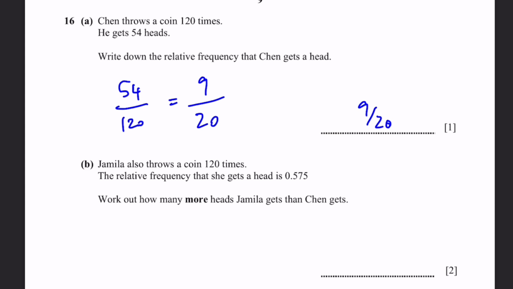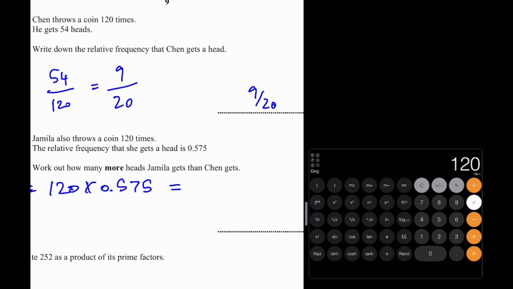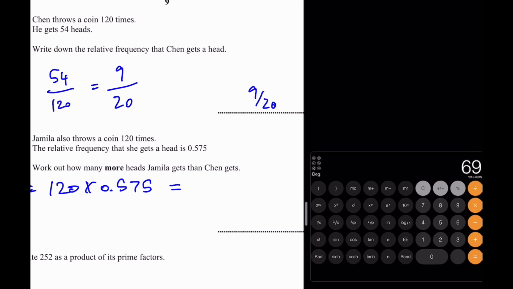B. Jamila also throws a coin 120 times. The relative frequency that she gets a head is 0.575. Work out how many more heads Jamila gets than Chen gets. Now we need to find how many heads Jamila gets. So Jamila gets, I'll write J, 120 into 0.575, because that's a probability. Now let's get our calculator out. 120 into 0.575, we get 69 heads.